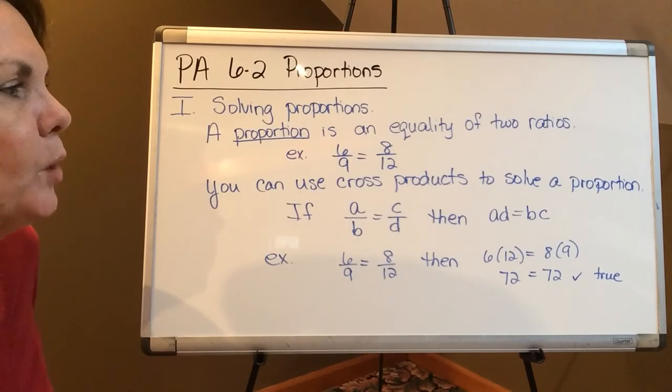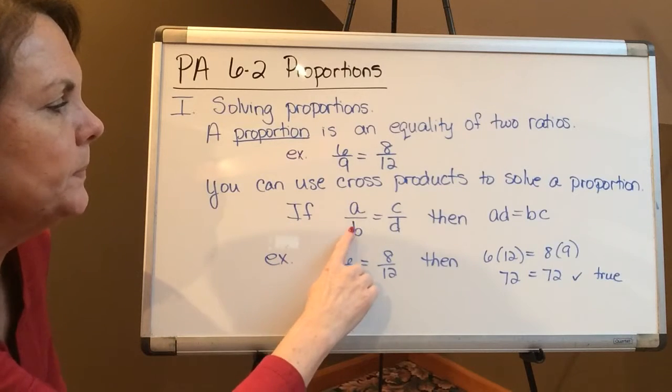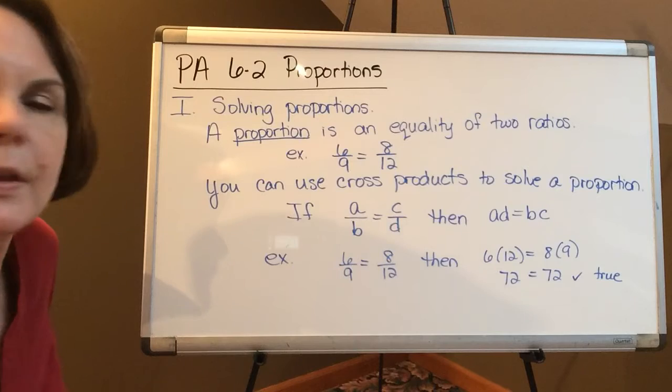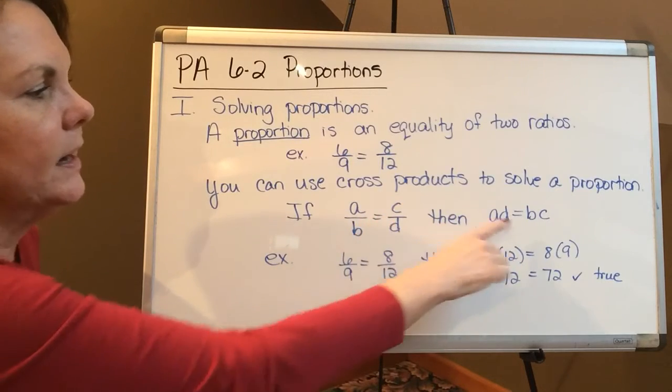First, you can use cross products to solve a proportion. What do I mean? If A over B equals C over D, then the cross products would be A times D equals B times C.